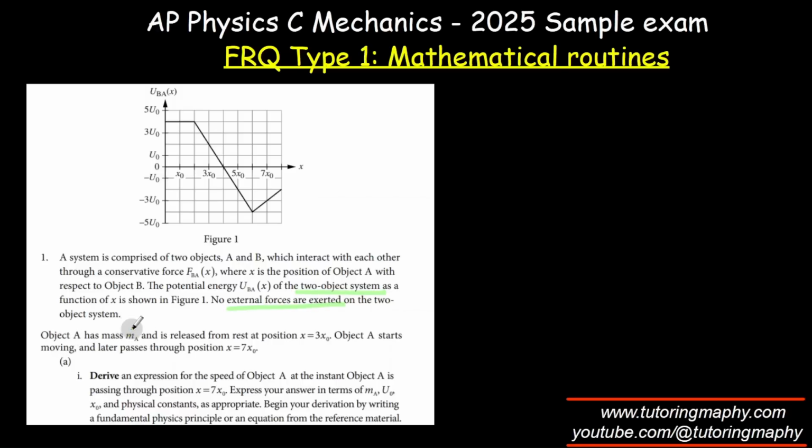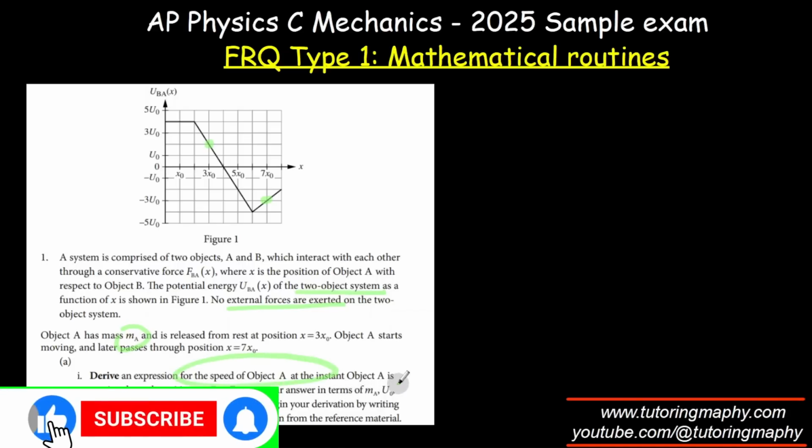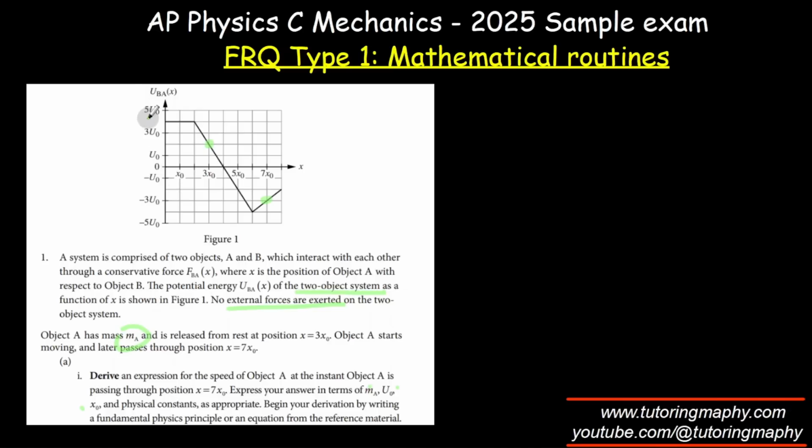Okay, object A has a mass of ma and is released at 3x naught. So there you go, 3x naught. And it starts moving and later passes through x equal to 7x naught. This is 7x naught. You have to derive an expression for the speed of object A at the instant when object A passes through 7x naught. We have to keep our answer in terms of ma, u naught, x naught, and any other physical constants. Begin your derivation by writing a fundamental physics principle and an equation for the reference.